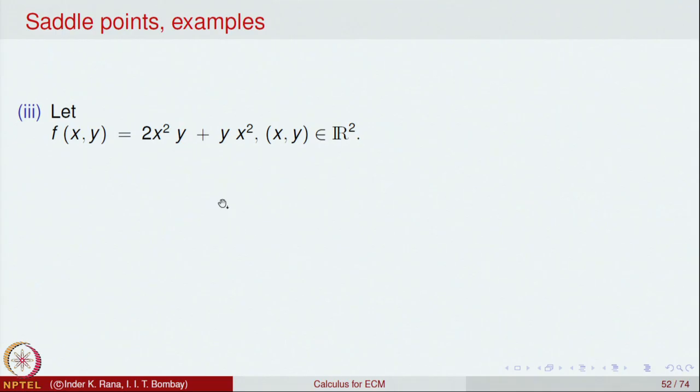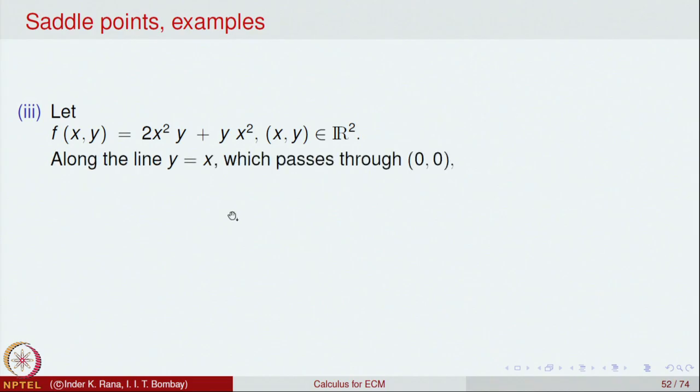We can also look at some more examples, like 2 x square y plus y x square. For this, if I look at the line y equal to x passing through the origin, then the function looks like x is equal to y. So that is x cube, 2 x cube and x cube, so that is 3 x cube.